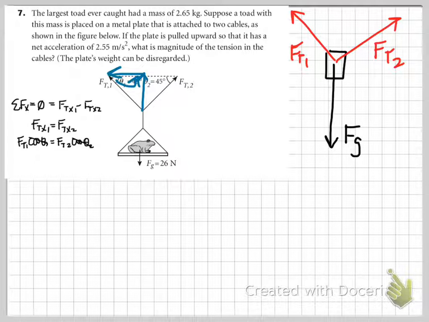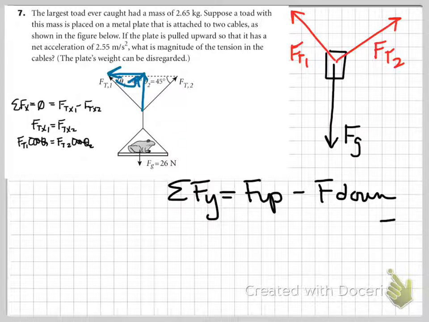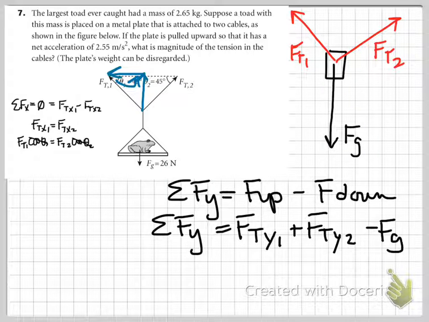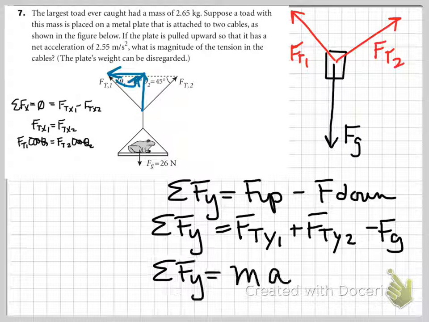So I'm going to do a sum of forces on the y, and as always it's equal to all the forces up minus all the forces down. We've got a force of tension y1, force of tension y2, minus the force of gravity, but the sum of forces on the y is also equal to ma.